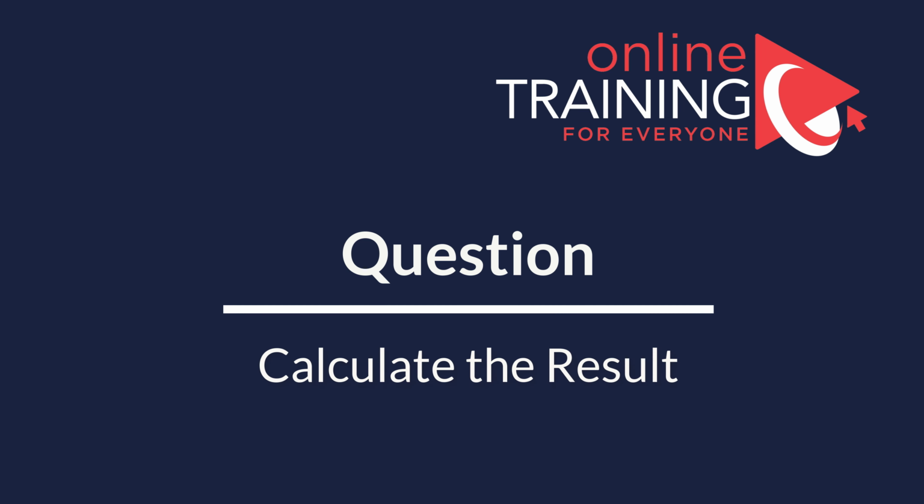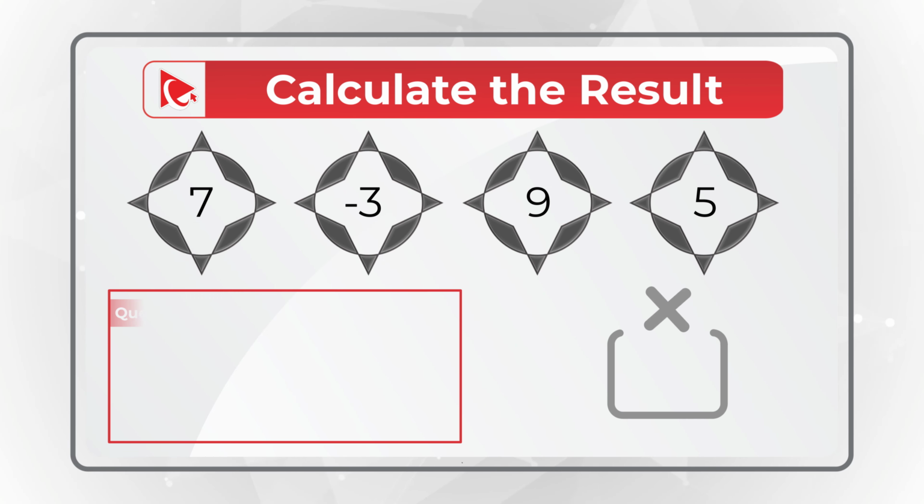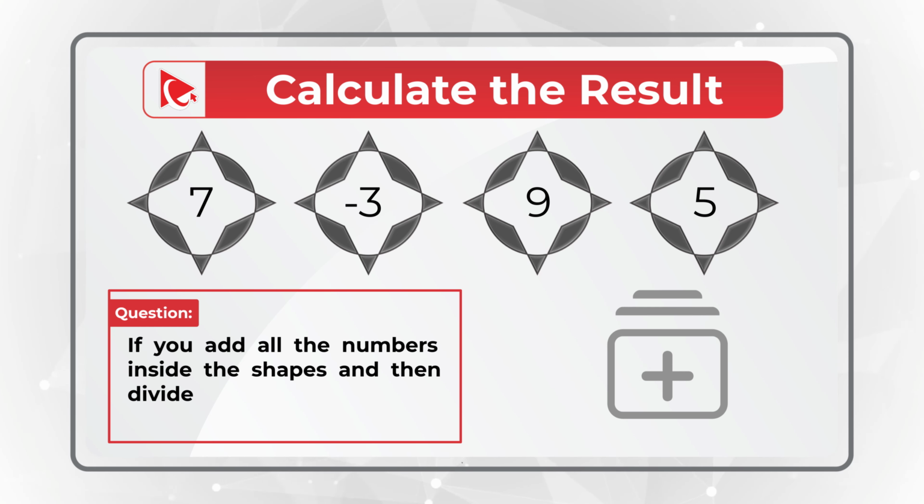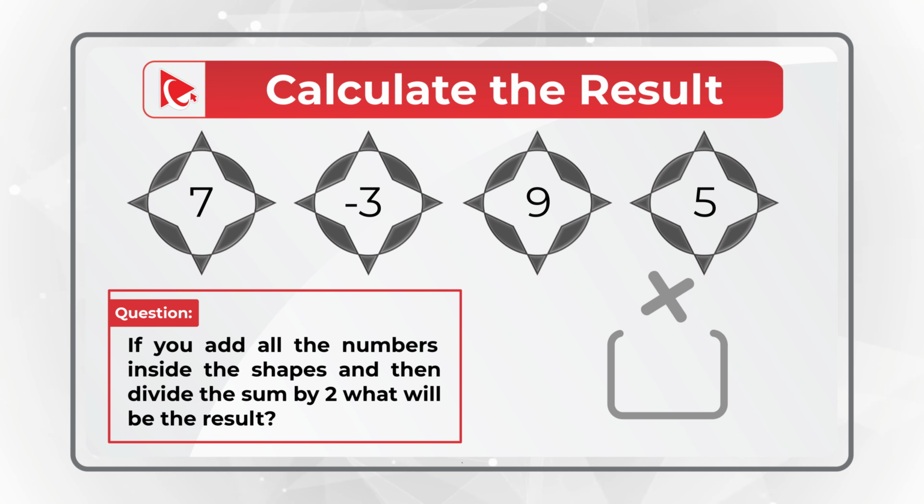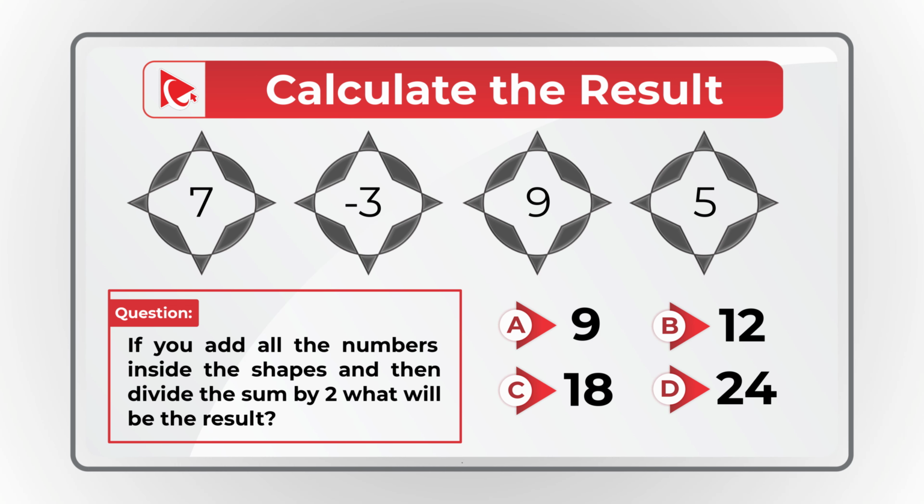Here's an amazing question to test your business math skills. You're presented with the set of numbers in the compass-like figure, and you need to add up all the numbers inside the shapes and then divide the sum by 2. You need to calculate what would be the result of this calculation, and you have 4 different choices. Choice A, 9. Choice B, 12. Choice C, 18. And choice D, 24. Do you see the answer?